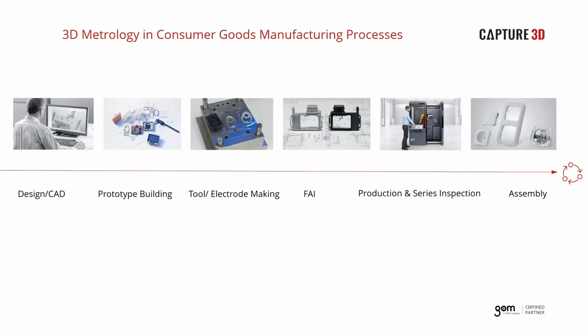When discussing the life cycle of a product, you can see that it goes through many different stages and departments to create from what becomes just a digital idea to an actual physical part. Now that we have an understanding of the 3D metrology inside the consumer goods manufacturing process, I would like to hand things over to David here to go over the ATOS process and how the actual system works.